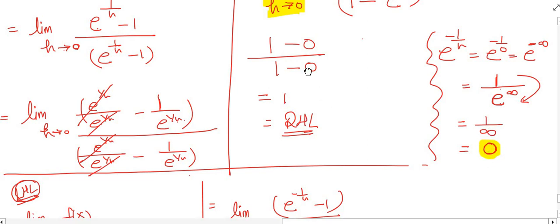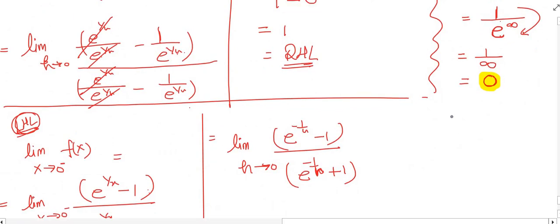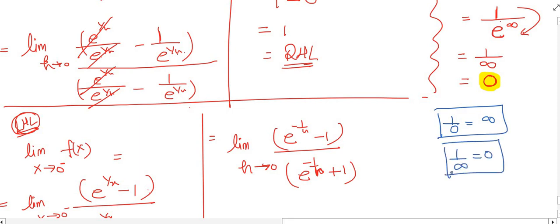Okay. So you should always remember one thing, guys. If there is 1 by 0, it is infinity. If it is 1 by infinity, it is 0. These two things you should know. Okay.